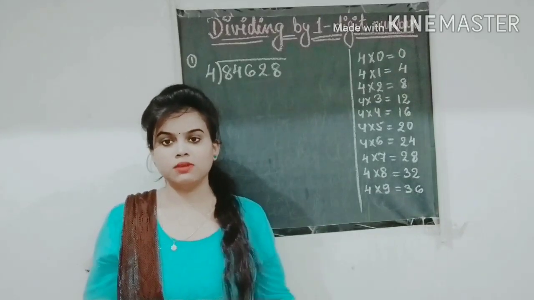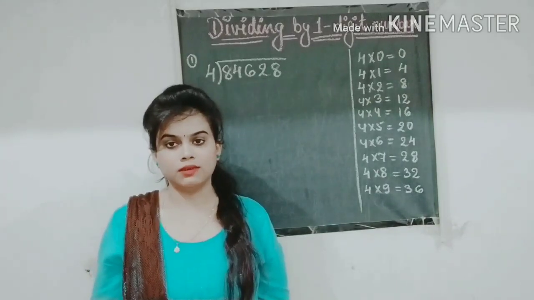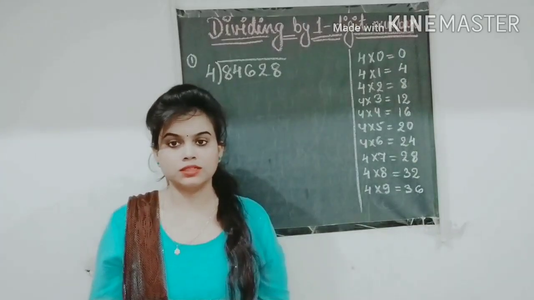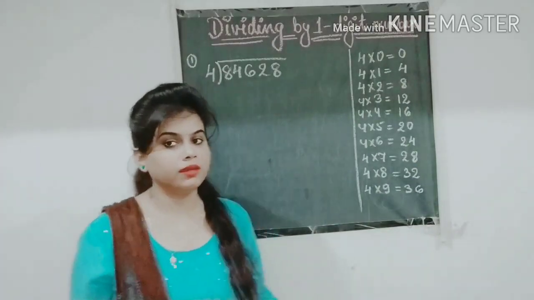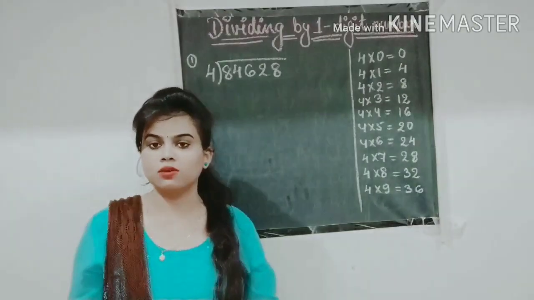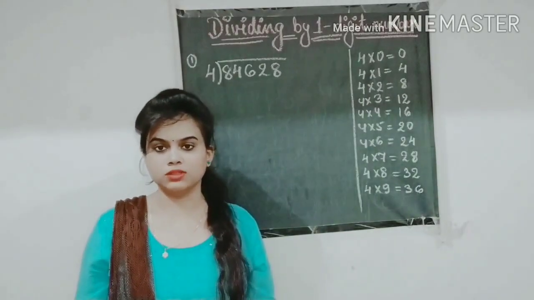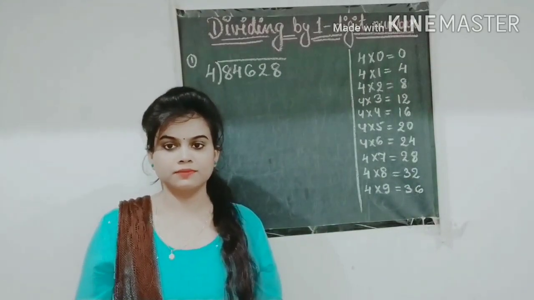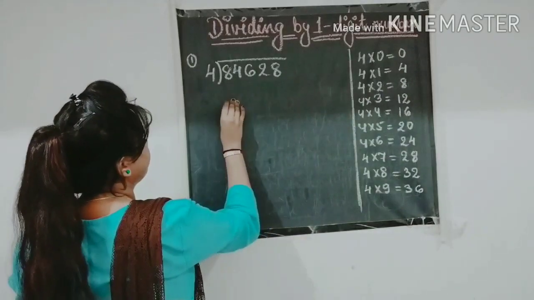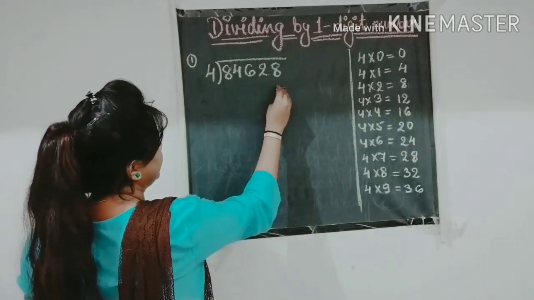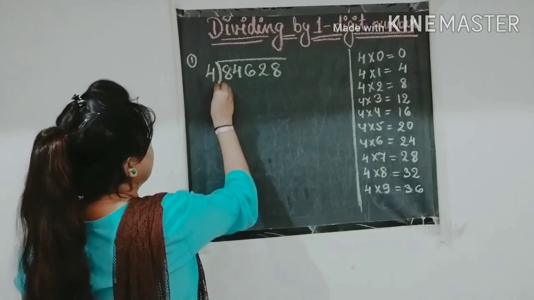So first we will start with page number 127. There are 12 questions in your textbook and I am going to solve some questions on the board, and the rest of the questions you have to solve by yourself. Okay, so let's start. This is your question number 1, 84,628, and you have to divide it by 4.